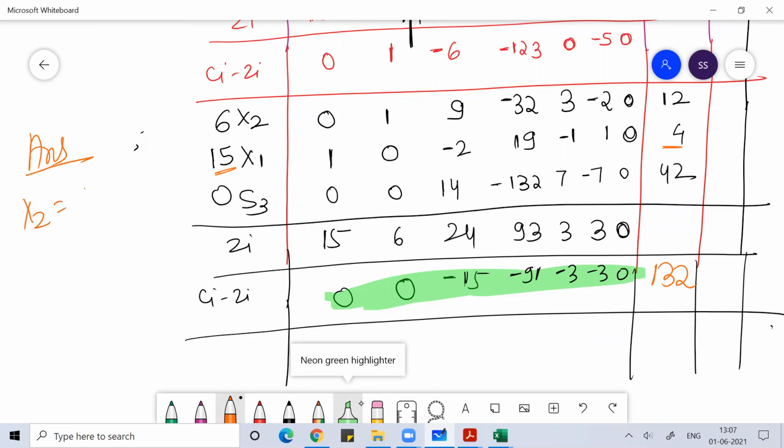So your final answer is x2 is equal to 12, x1 is equal to 4, x3 will be equal to 0, x4 is equal to 0, and the maximum value of z is 132. This is your final solution.